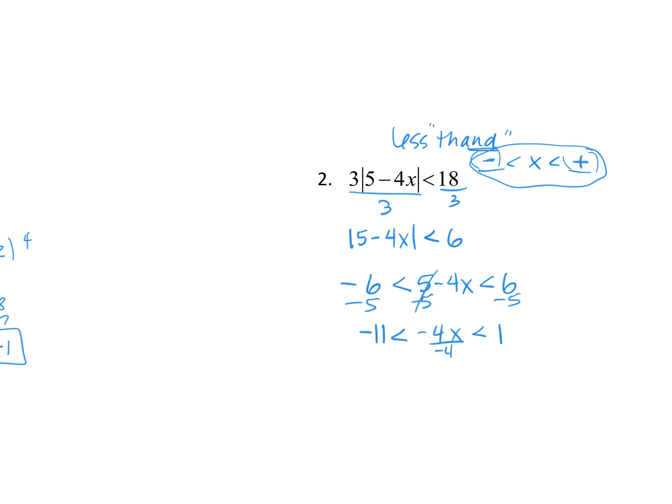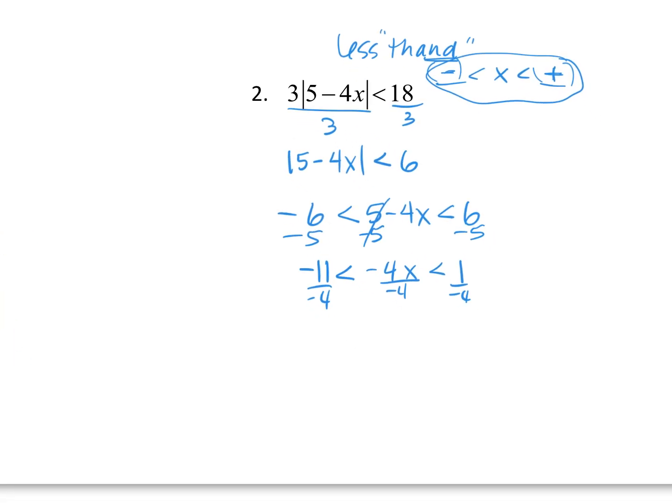Ooh, yikes. I have to divide by negative 4. What's the sign? Yeah, so I flip the signs. Now it doesn't look like this anymore, does it? But how can we fix it? If we just take that whole thing and flip it, because now, here's the problem. It doesn't go from least to greatest anymore, does it? It's like reading backwards. It hurts my eyes.